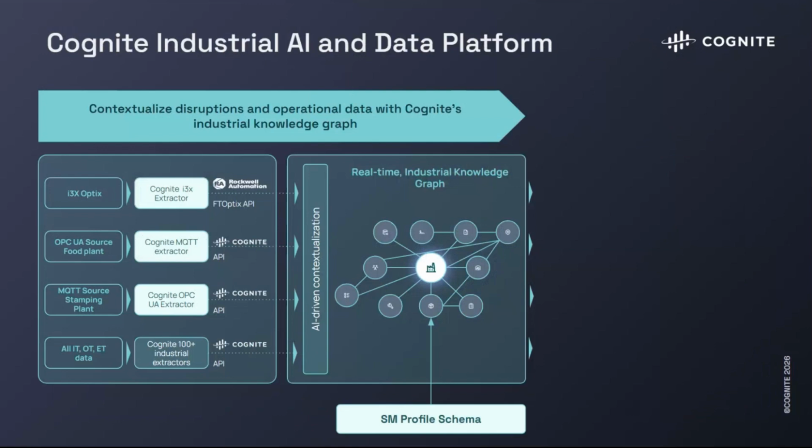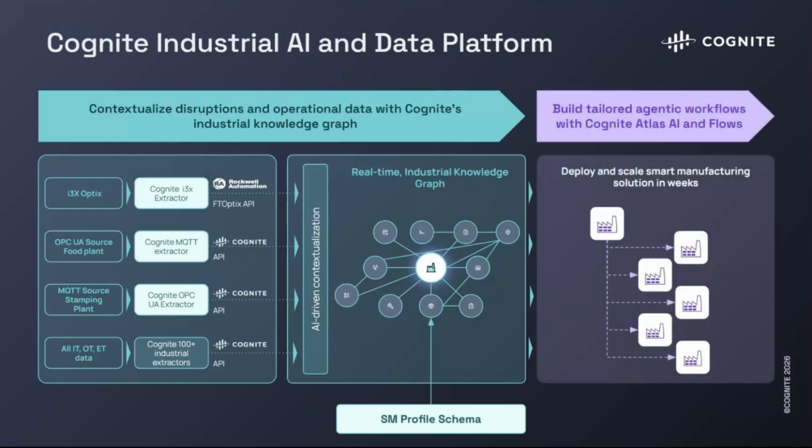Cognite Data Fusion acts as the data foundation for all of this, ingesting IT, OT, and engineering data from across the plant, including lab results, work orders, and live time series data streamed directly from FactoryTalk Optics. Cognite Data Fusion then contextualizes and connects this data to create a unified real-time industrial knowledge graph, enabling Cognite Atlas AI agents and Cognite Flow applications to be based on trusted operational context rather than guesswork.